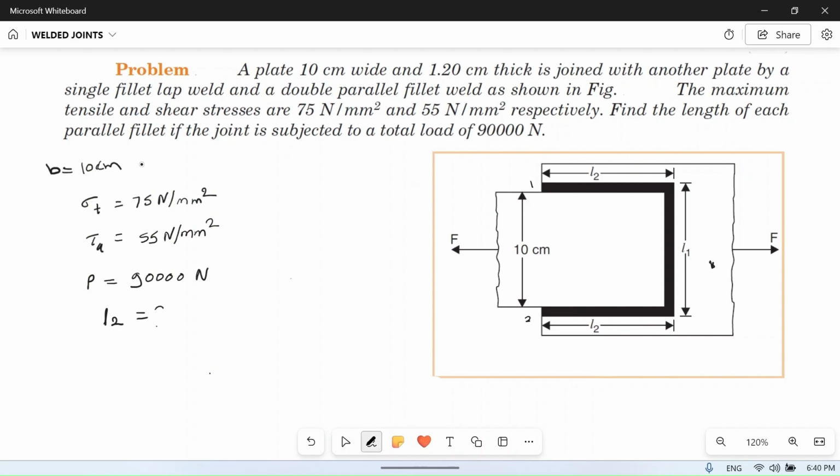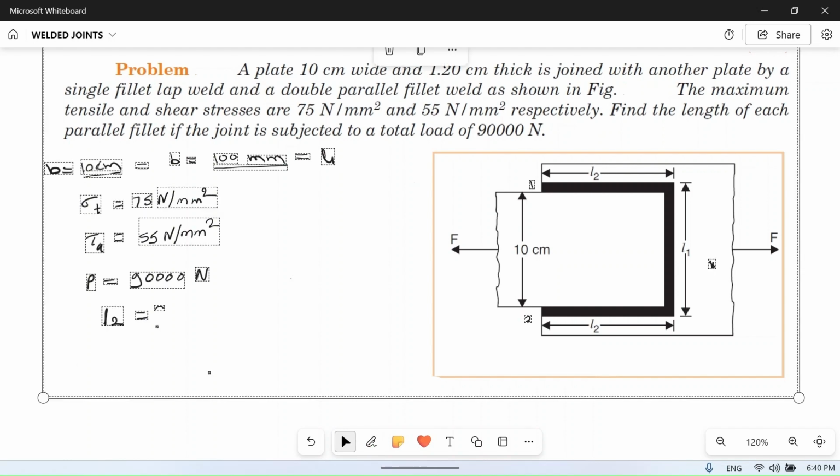See, everything is in mm, so you can write B is equal to 100 mm, because we have converted it from centimeter to millimeter. Now you can see that the width of this plate is given as 10 centimeter or 100 mm. So it is also equal to this L1. The welding will be equal to the length of this plate only, so you can also write it is equal to L1. Now let's derive the formula.